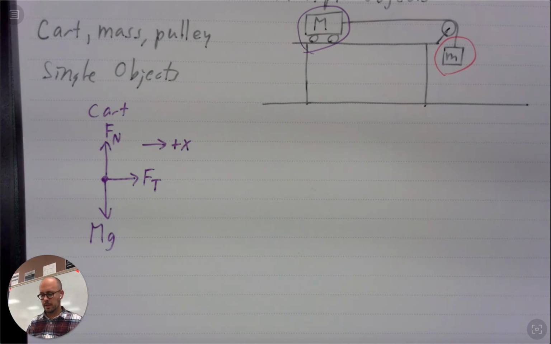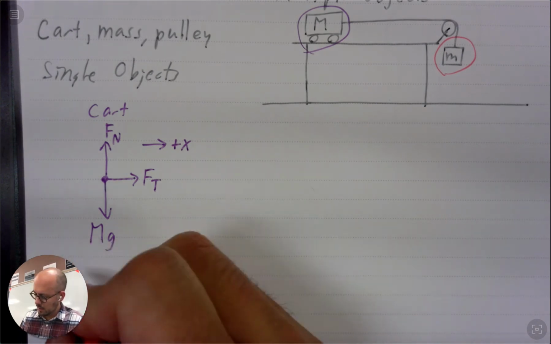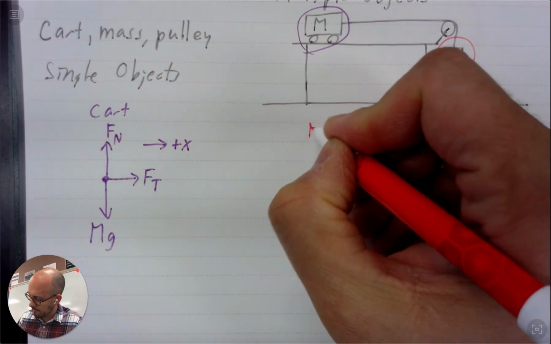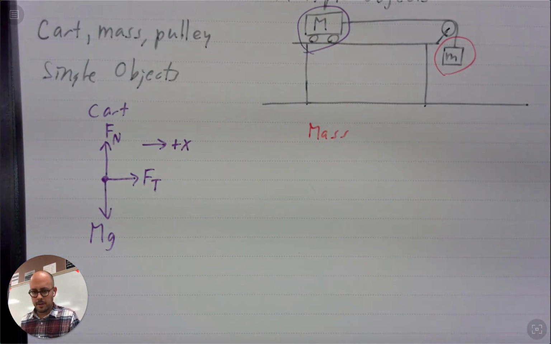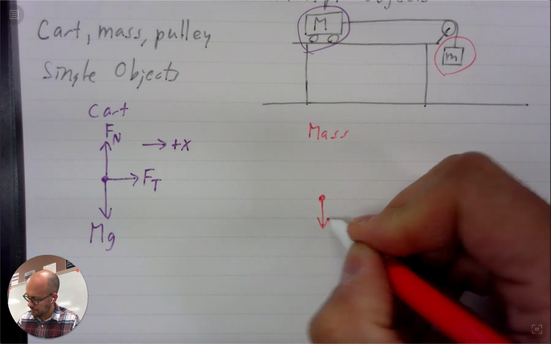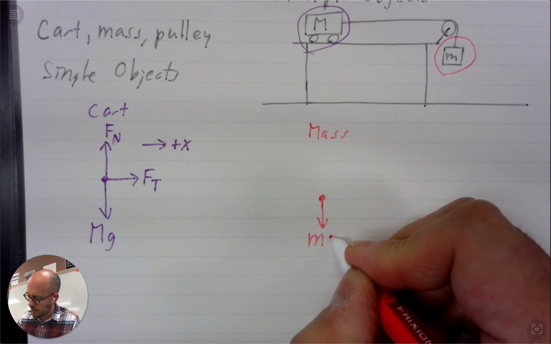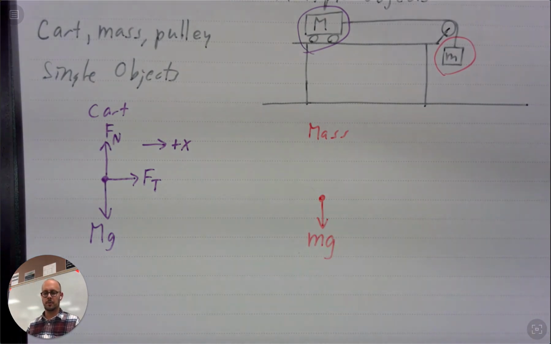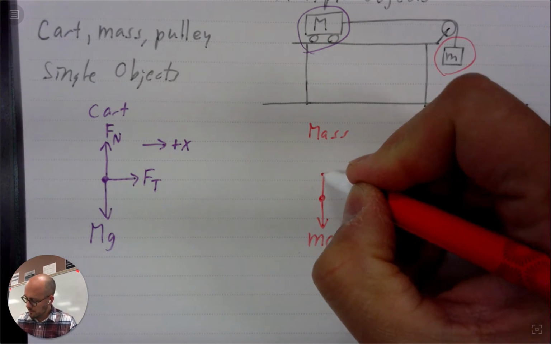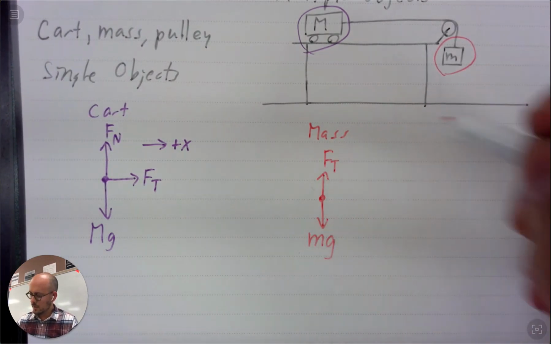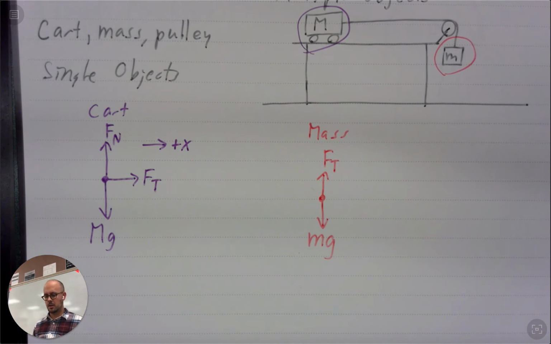Okay, so next up, we're going to look at the hanging mass. The free body diagram looks simple, but it's critically different. The mass has a force of gravity on itself, and that's going to be lowercase m, lowercase g. So the force of gravity is mass times little g, and this has a smaller mass. The upward force is the tension, and there are a couple of things about this.